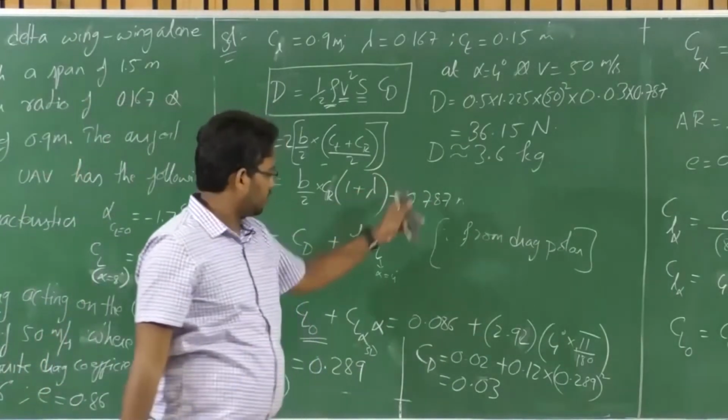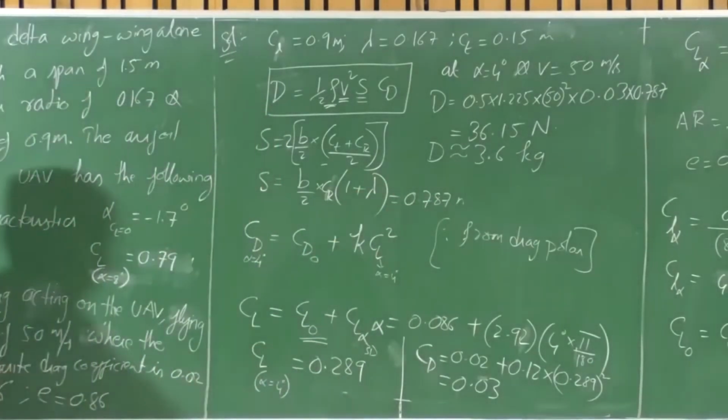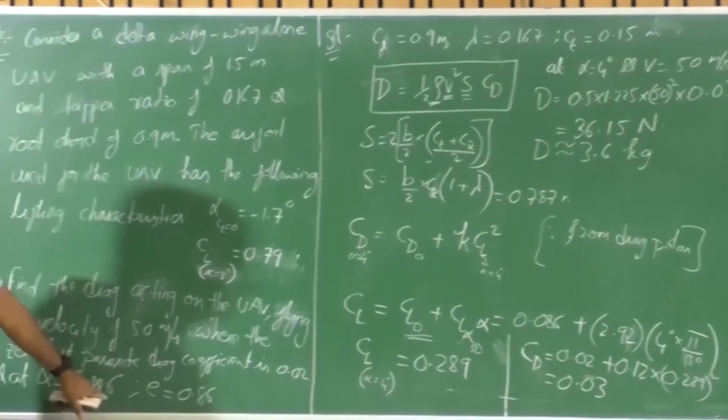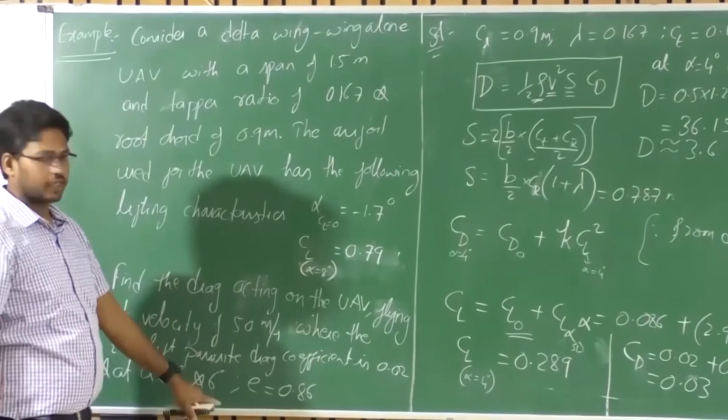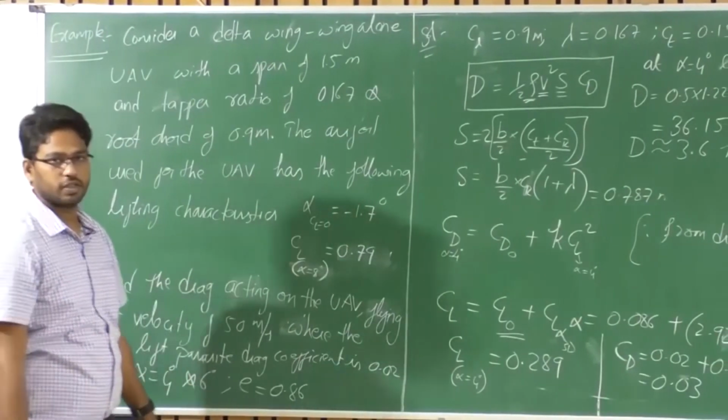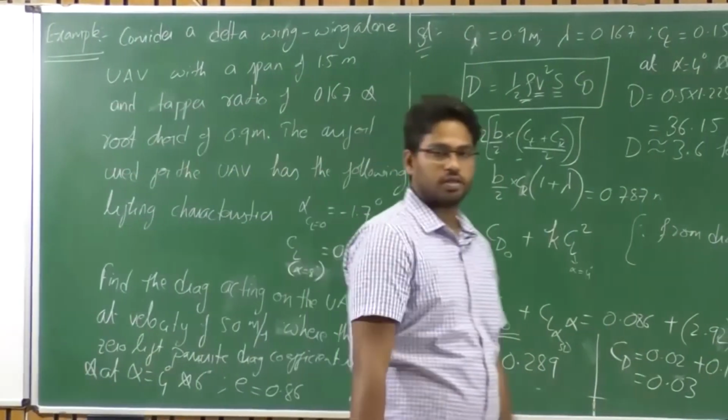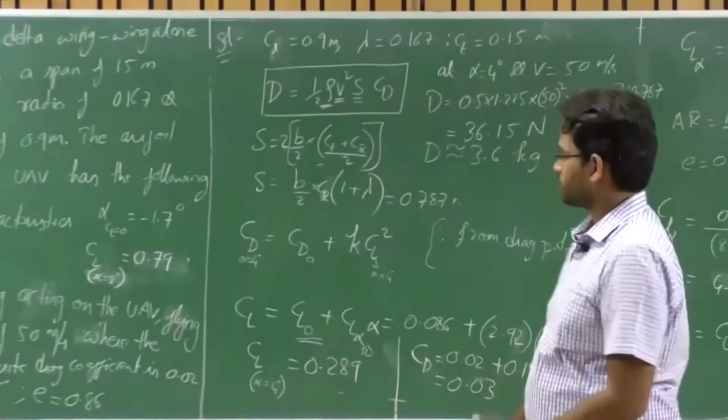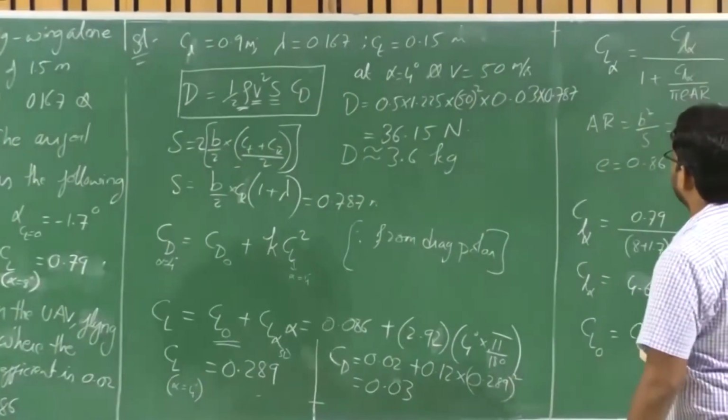So I want you to find out what is the drag that you need to overcome when you want to move at 50 meters per second at 6 degrees angle of attack for the same aircraft, right? The same fuel. Okay, fine.